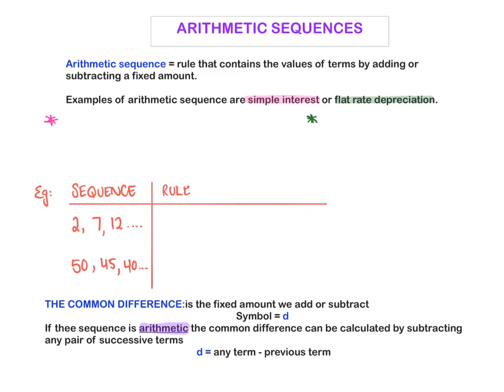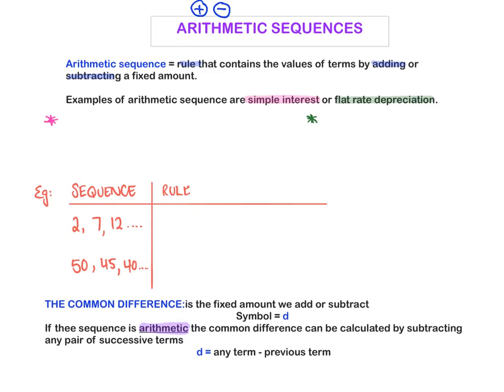Okay, so today is the second lesson on number patterns, and today we're going to talk about arithmetic sequences. What arithmetic means is when you're either adding the same amount or subtracting the same amount. So arithmetic, adding or subtracting in the sequence. Remember, a sequence is a set of numbers that follow a rule. So an arithmetic sequence is a rule that contains a term that's either adding or subtracting a fixed amount.